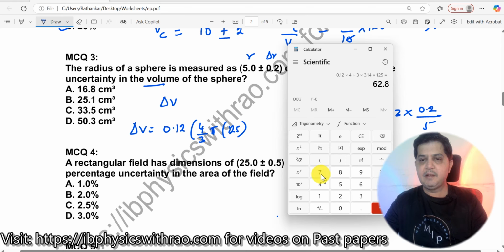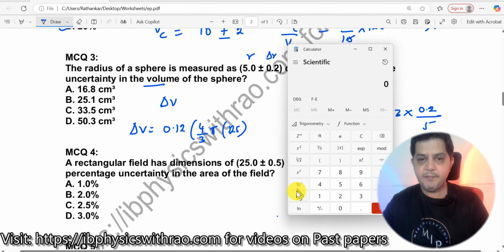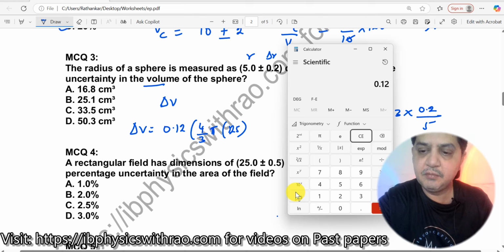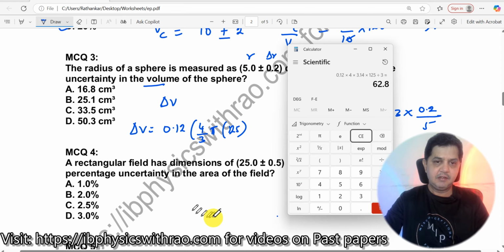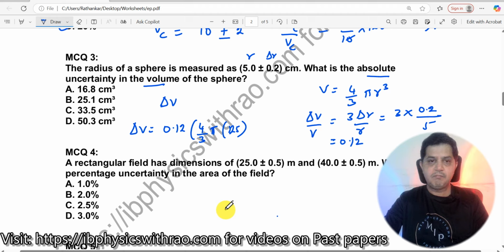Multiplied by 4 by 3, multiplied by 4 divided by 3. I think I made a mistake somewhere over here. Let me recheck this once again. 0.12 multiplied by 4, multiplied by 3.14, multiplied by 125, divided by 2. I get this as 62.8. Delta V should be equal to 62.8 only. Cannot be more or less.